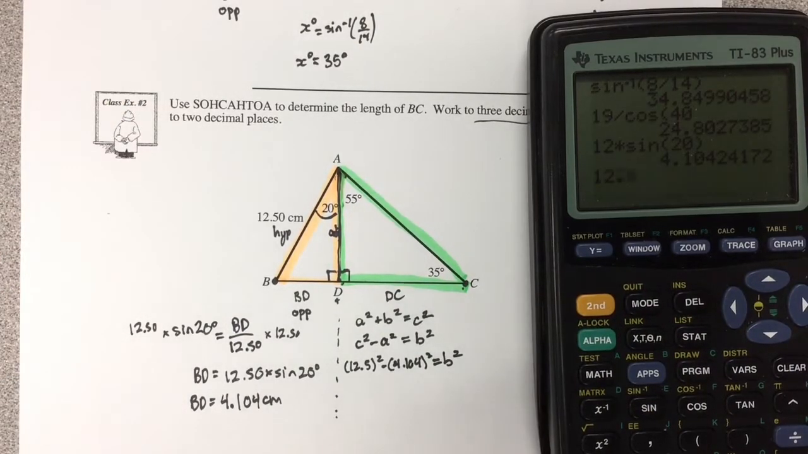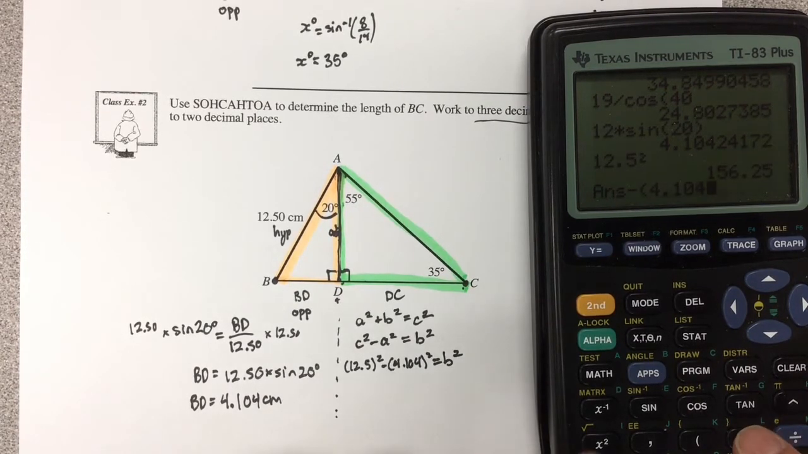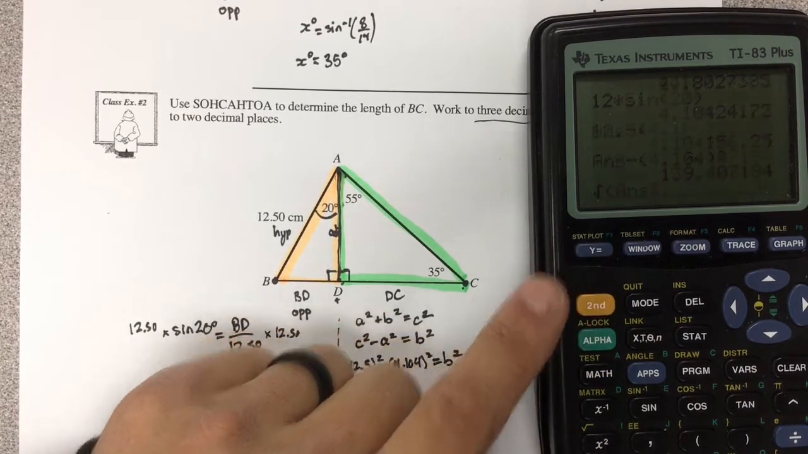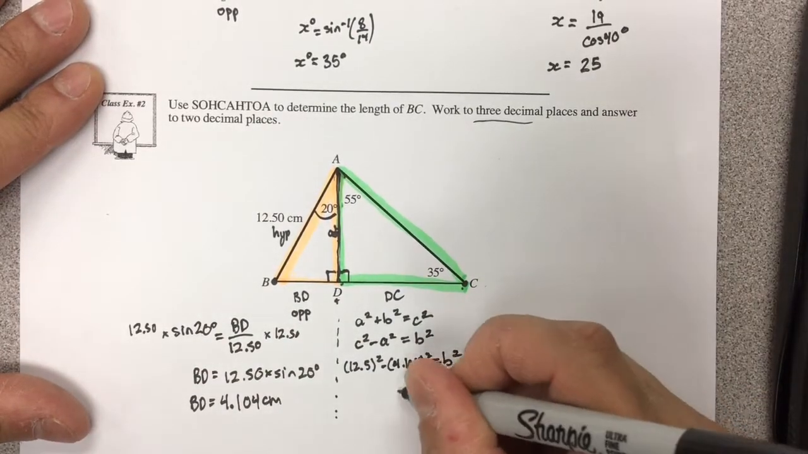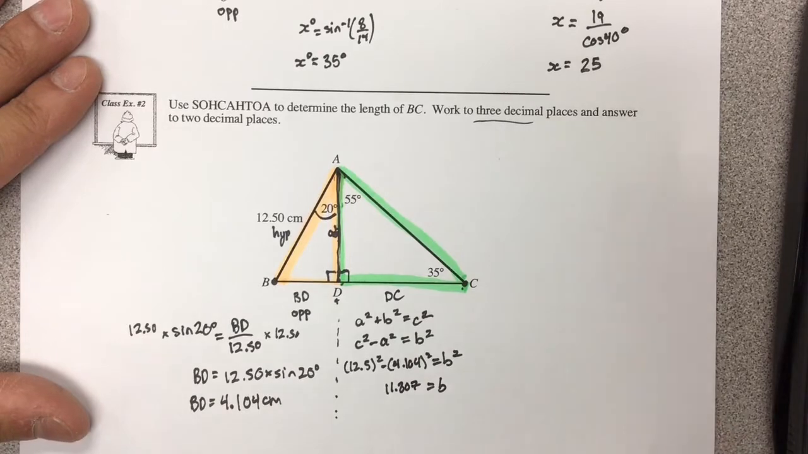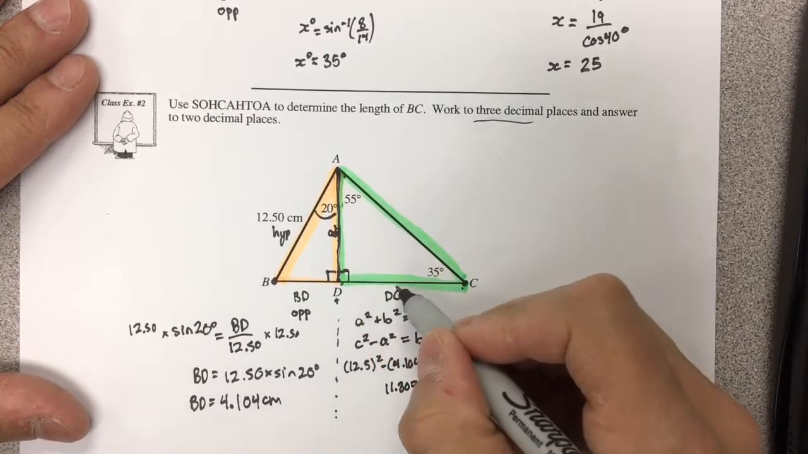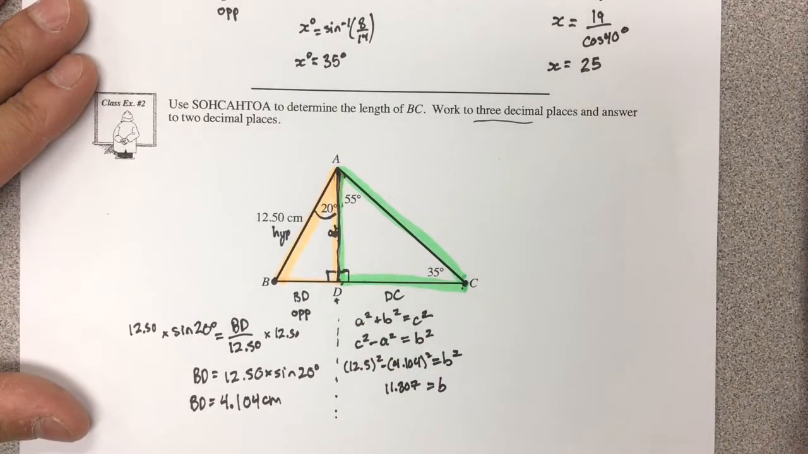So I have 12.5 squared minus 4.104 squared. I get 139.407, which I need to square root, and I get 11.807. So that's my value of b. So 11.807. Now I can use this value in order to find out the length of DC.